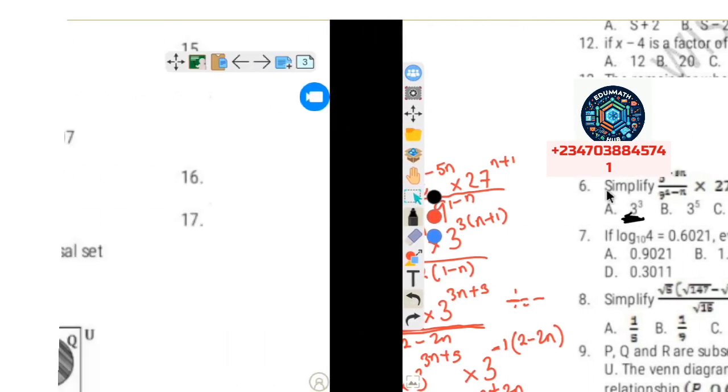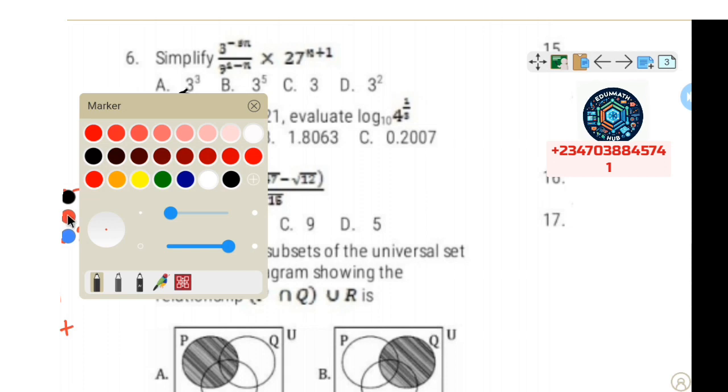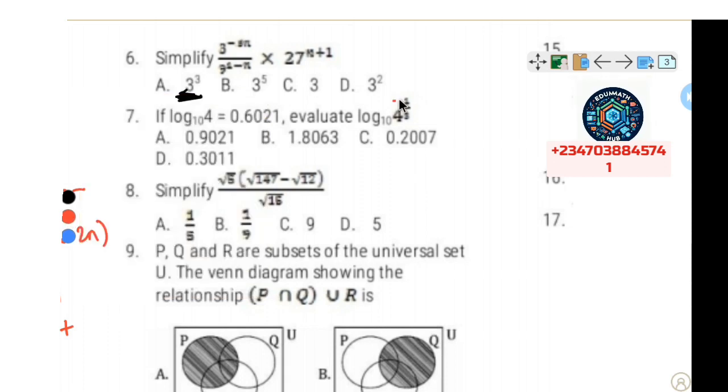And the next one you have, so move to the 7th question. We have, if log of 4 to base 10 is 0.6021, you have to evaluate logarithm of 4 raised to the power 1 over 3 to base 10. So use the law of logarithm. Just bring this 1 over 3 to the front here. So what you have is 1 over 3 log of 4 to base 10.